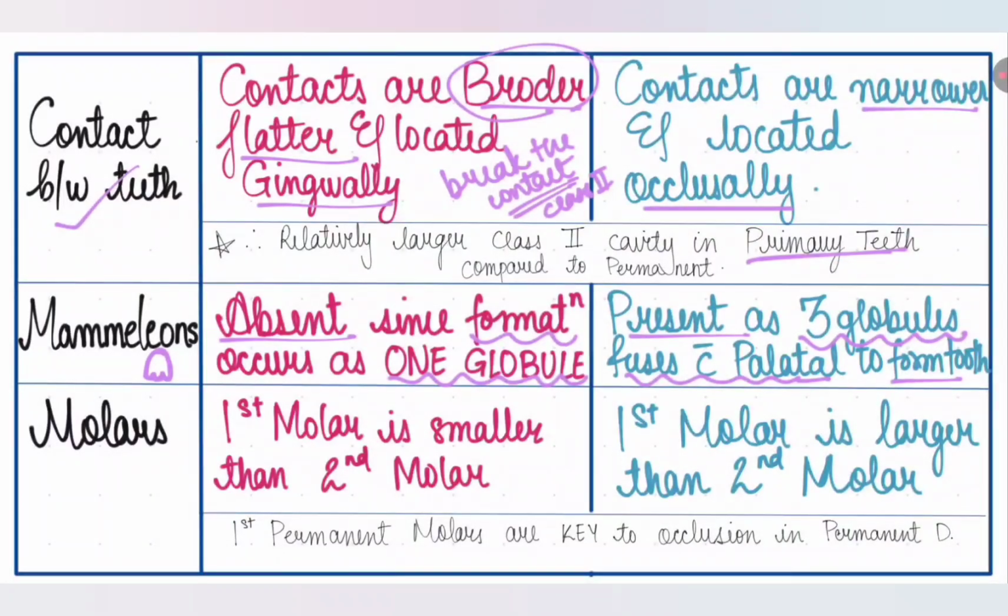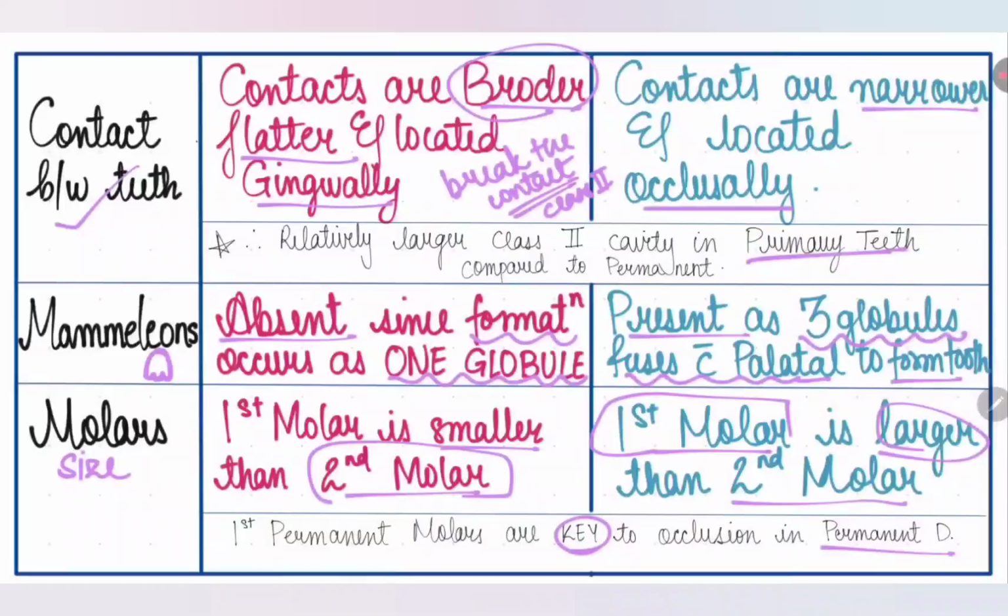Talking about the first molars, this is basically about the size. The first molar is smaller than the second molar in primary teeth, whereas the first molar is larger than the second molar in permanent teeth. Basically, in primary dentition the second molars are larger, and in permanent dentition the first molars are larger. Also, the significance is that the first permanent molar is the key to occlusion in permanent dentition. We have learned Angle's classification, which says that the first permanent molar is the key to occlusion.